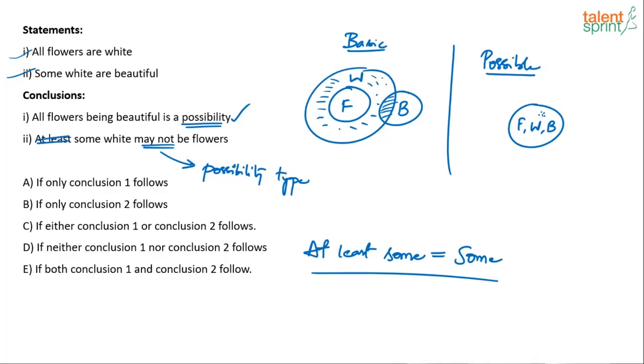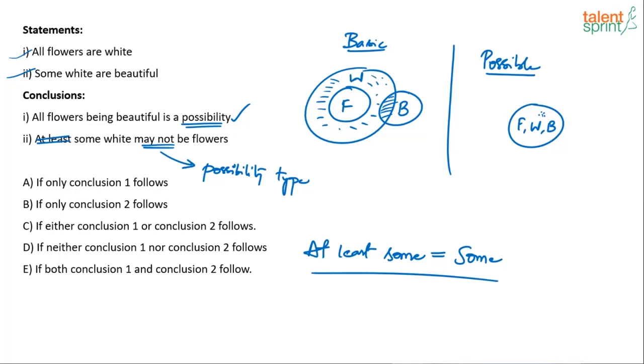But then, remember the point. Be careful. May not has been used there. Now, we have to be sure that it is not a definite conclusion. Only then you can conclude that it's a possible conclusion. Right? It can either be definite or it can be possible. It cannot be both at the same time.